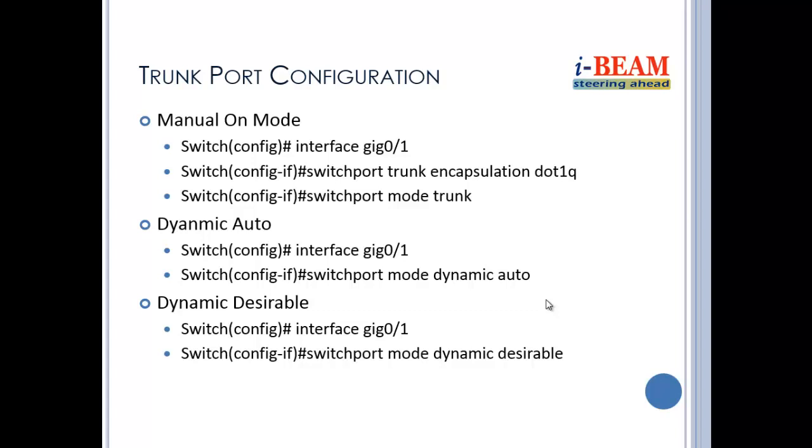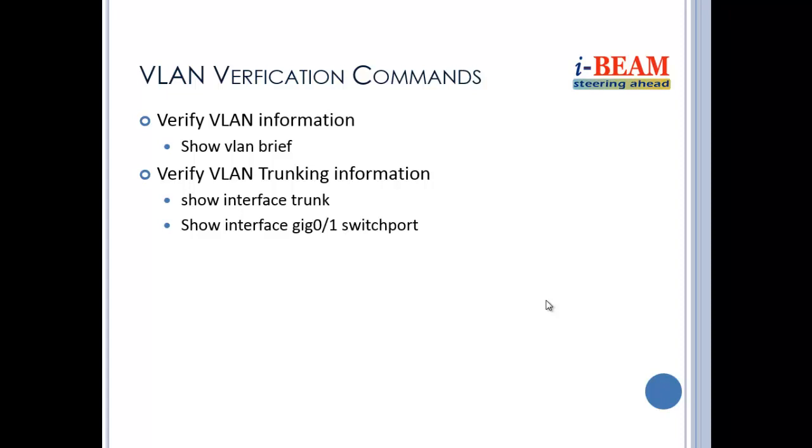VLAN verification commands. If you want to see the brief information about the VLAN, you can use show vlan brief. To verify the VLAN trunking protocol, use show interfaces trunk. And if you want to see the operational status of the switchport, you can use show interface GigabitEthernet 0/1 switchport also.